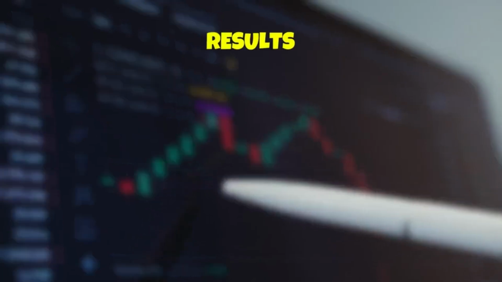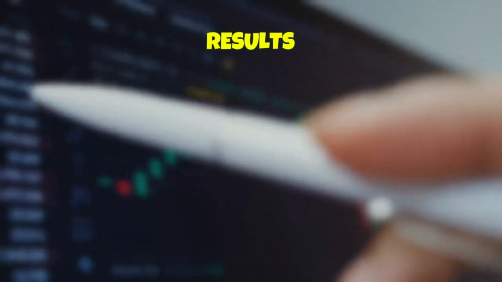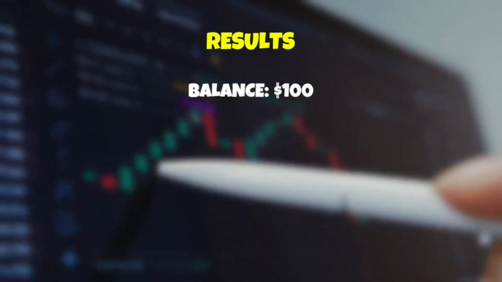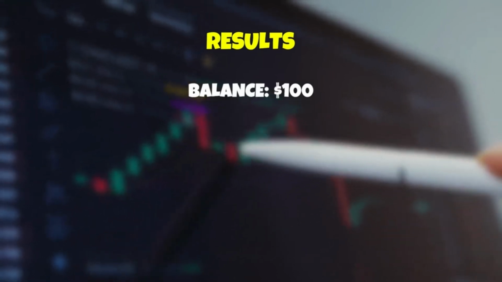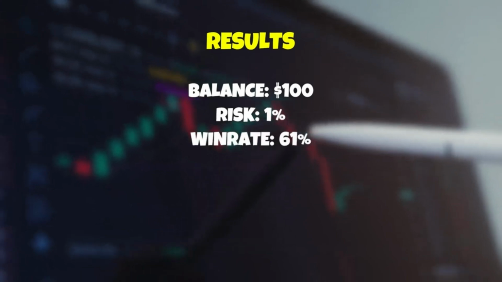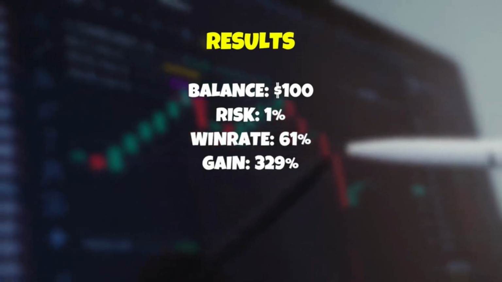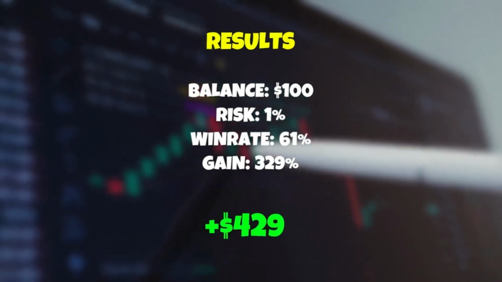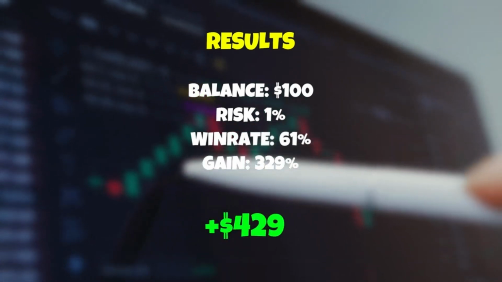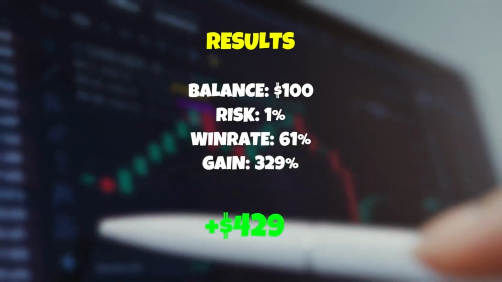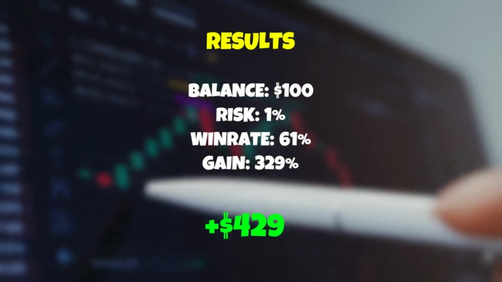Okay, so here are the results for the AI and UT bot alert indicator strategy. You can see we started the account with an initial balance of $100, and every trade, no matter the take profit, had a stop loss of 1%. We had a win rate of 61% and made 329% on the account, taking it all the way to $429. Overall, I think a 61% win rate isn't bad at all, considering we would have made 300% plus in 100 trades.